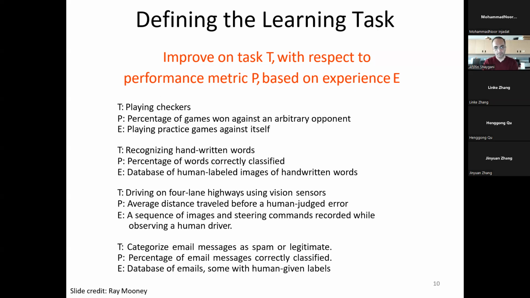Another example: what is the task? It's recognizing handwritten words. What is the performance we are looking for? The percentage of words correctly classified. So in machine learning, we look for high accuracy, but there are some other performance measures. We'll talk about them at a certain point in this course, because sometimes accuracy is not a good measure.